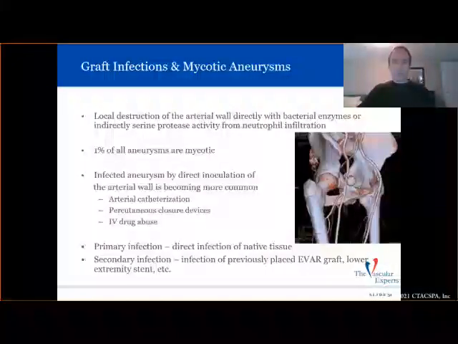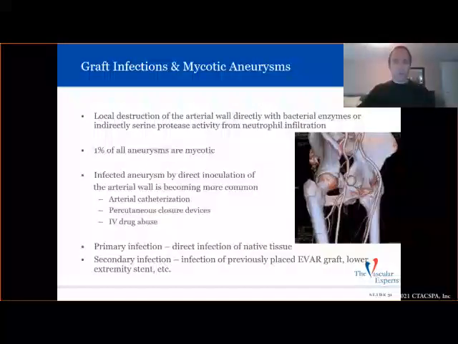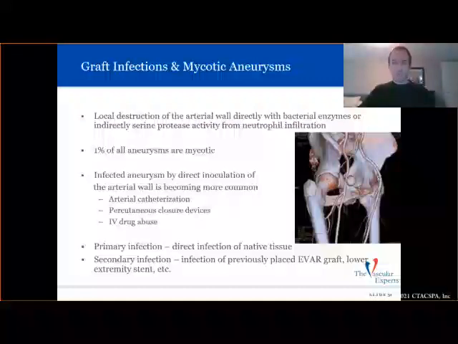Graft infections, probably the worst disease process that we have because they're so difficult to treat, and you have to not only remove an infection, but also revascularize the patient most of the time. Infected aneurysms can happen to the native artery with arterial catheterizations or percutaneous closure devices or drug abusers, or to the surgeries that we do. The grafts get infected.